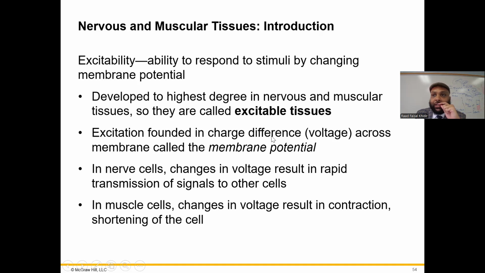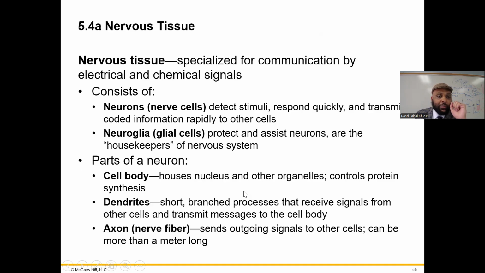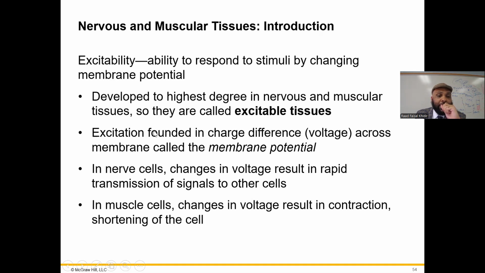Excitation is founded in charge difference, voltage across the membrane, called the membrane potential. In nerve cells, changes in voltage result in rapid transmission of signals to other cells. In muscle cells, changes in voltage result in contraction, shortening of the cells. Nervous tissues are tissues specialized for communication by electrical and chemical signal.